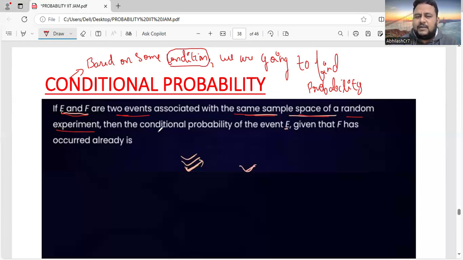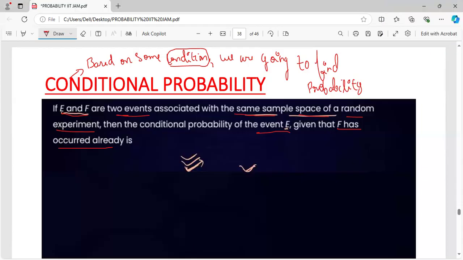Then the conditional probability of the event E, given that F has already occurred, is given by the following. Listen again very carefully. There are two events, event E and event F. What is the probability of event E given that F has already occurred? That is the condition. That is the meaning of conditional probability.